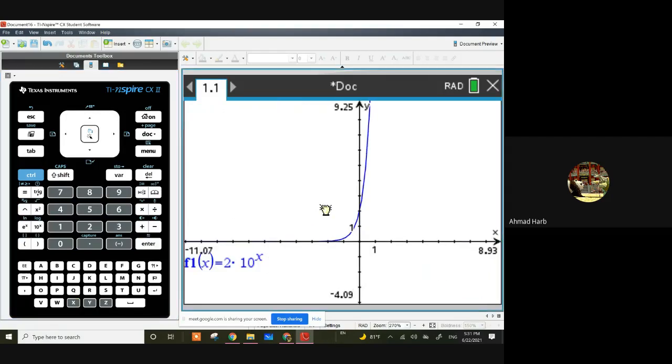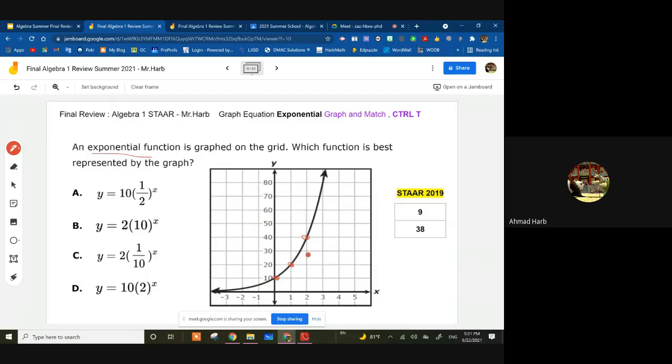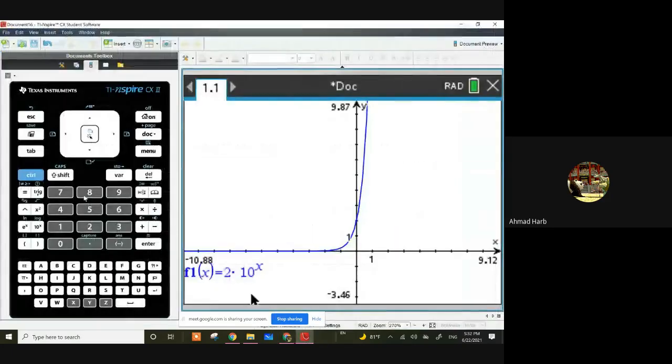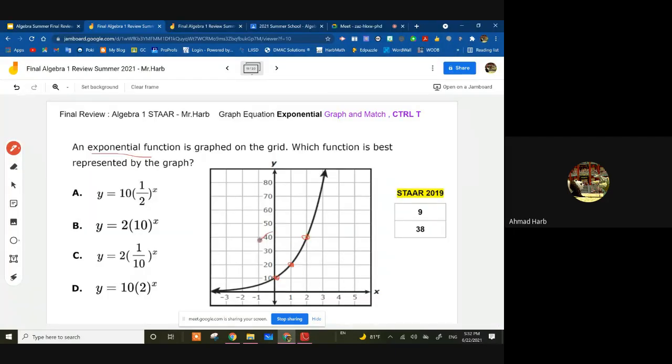Well, it might be it because that's going up, and the graph that we have here is going up as well. But let's check the point. Does the 1 go with 20? Does the 2 go with 40? Let's see. Control T. Does the 1 go with 20? Oh yeah. Does the 2 go with 40? No, the 2 goes with 200. So that's way off because my 2 goes with 40. So that could be it, but it's not. So you have to check a couple of points.